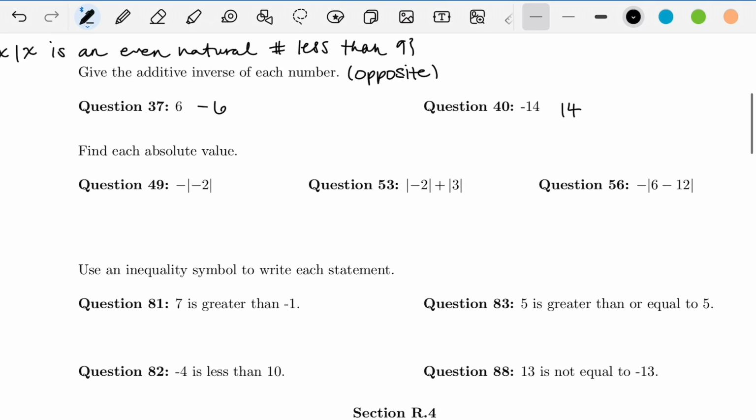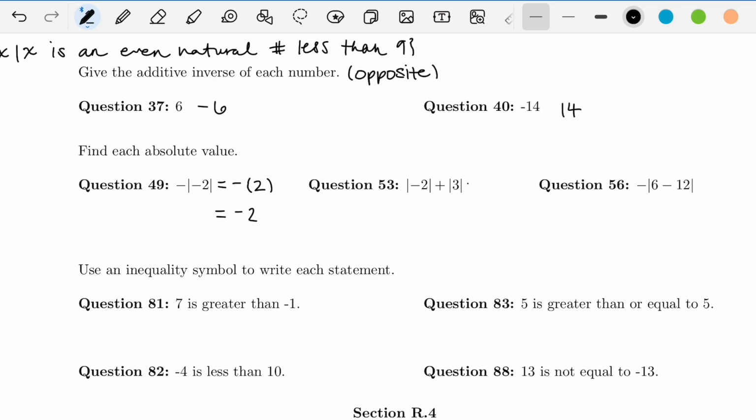Now let's look at some problems involving absolute value. So looking at 49 here, we want to evaluate this. We have minus the absolute value of a negative 2. So what we're going to do is keep this minus out front and then just look at what's happening inside of our absolute value. We have the absolute value of negative 2, so that's going to give us a positive 2. And then we have a negative on the outside, so our final answer here is going to be negative 2.